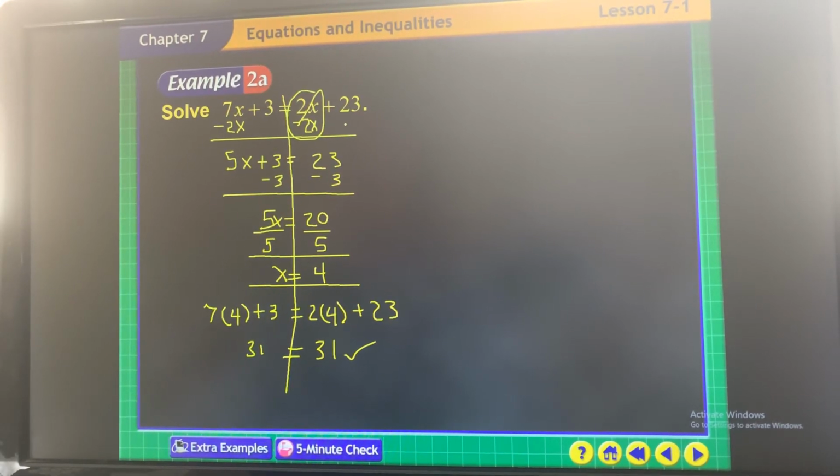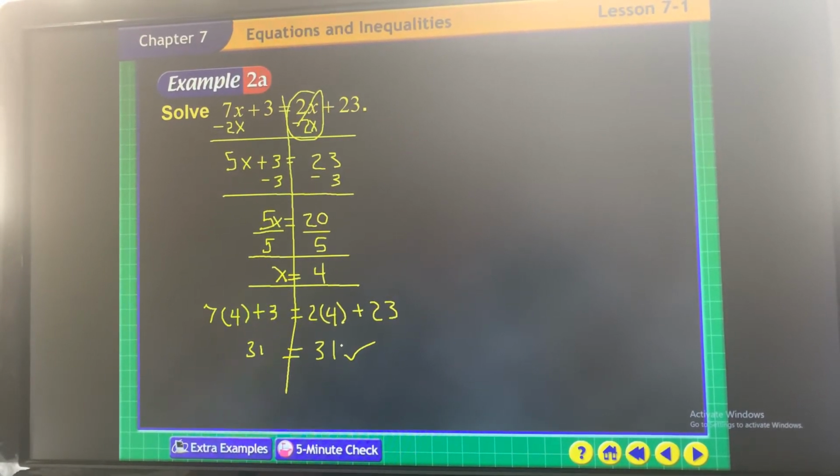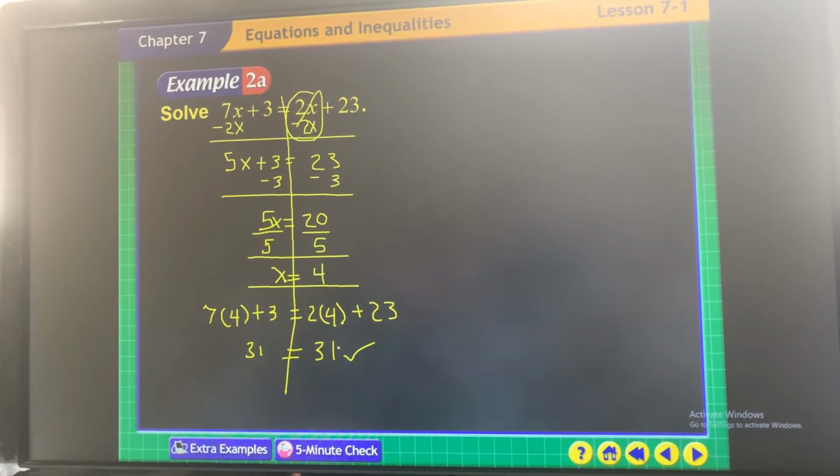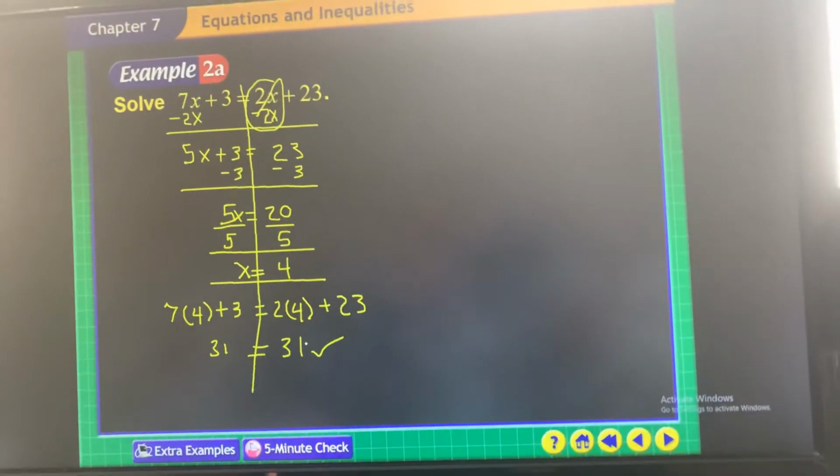So figure on using 1, 2, 3, well, the original problem, so 1, 2, 3, 4, 5, 6, 7, 8, 9 lines. Ooh, 10 lines. I would say 10 lines each time. That way, you've got enough room and you can see what you're doing.